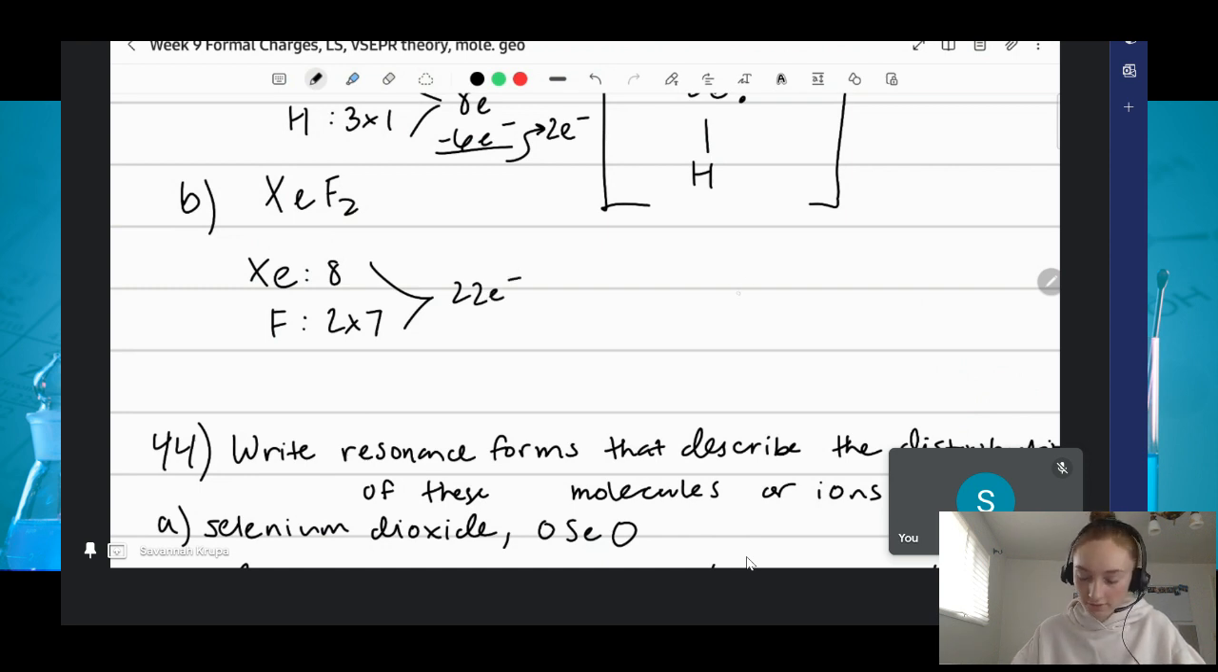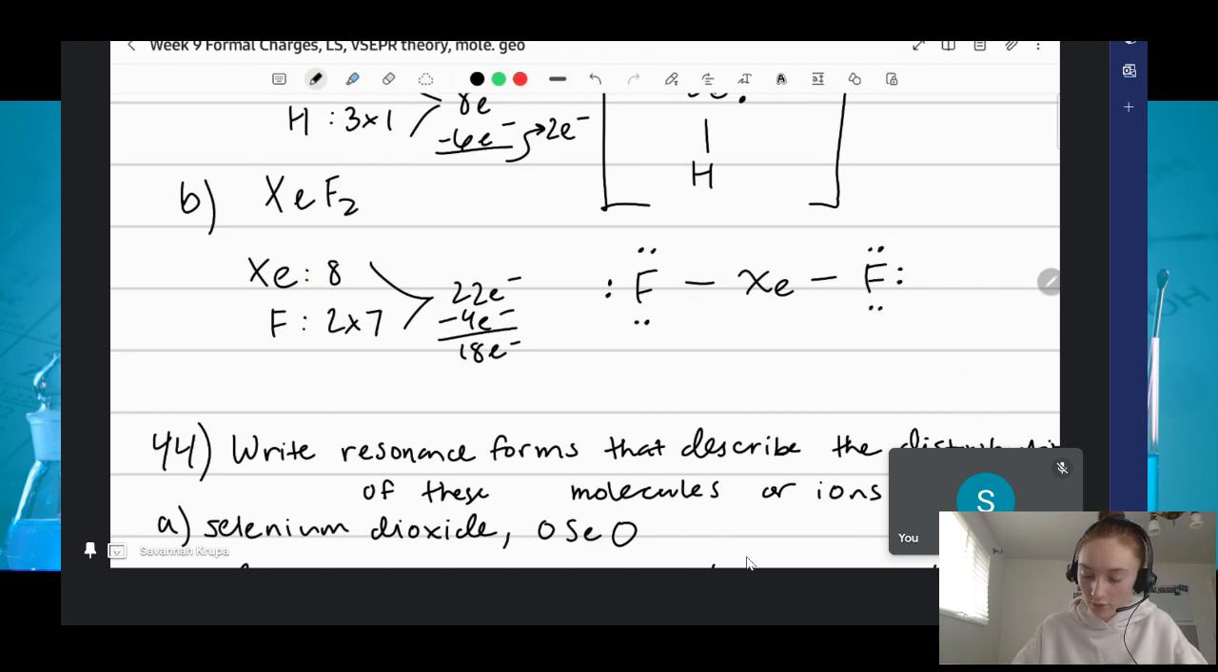It's safe to assume that the Xe will be in the center, and the fluorines can surround it. Just with this kind of structure so far, we have 2 single bonds, so that'll be minus 4. So we're working with 18. And each of the fluorines will have 6 because it's already sharing 2.